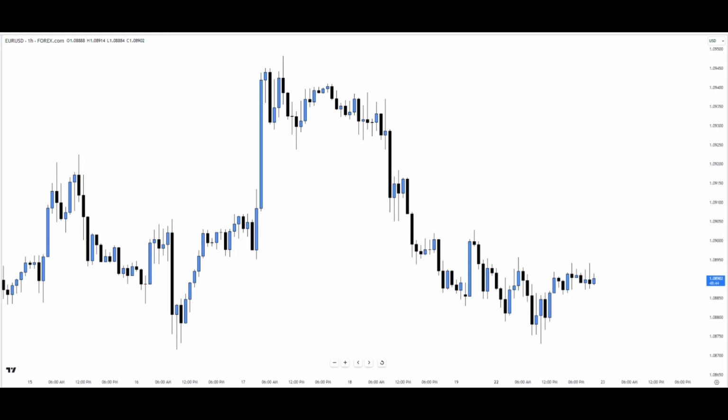Hey guys, welcome. By the end of this video, you will learn a secret to differentiate between market structure shifts and liquidity grabs. First off, let's look at what a market structure shift and a liquidity grab look like.